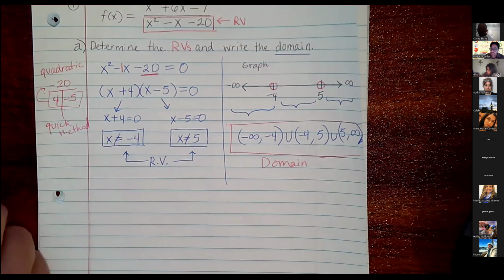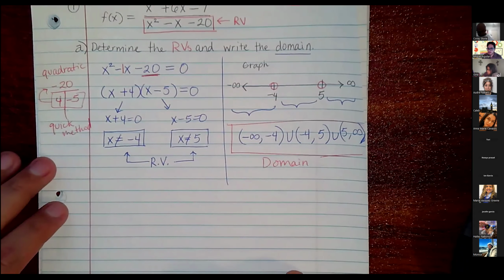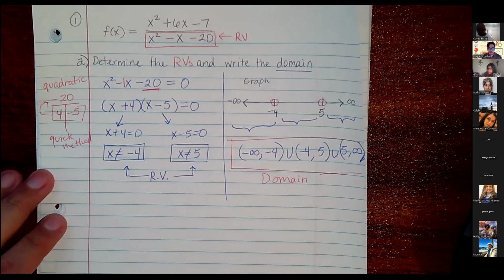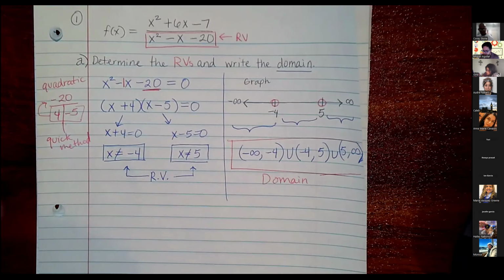So if we can find the restricted values, that should help you visualize the domain if we go ahead and draw that number line and make the cuts where we need to put them. Any questions about that first question or that first part? You guys feeling okay there? Vibe check?